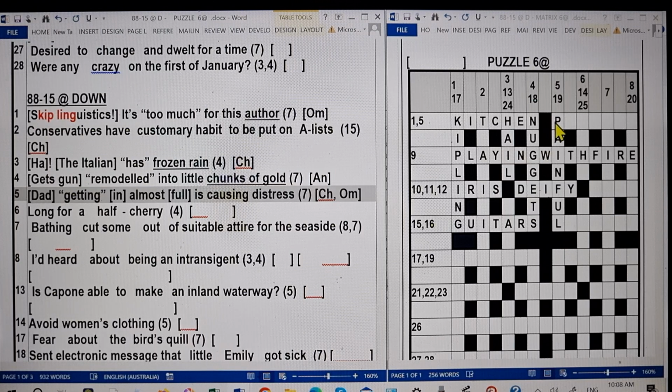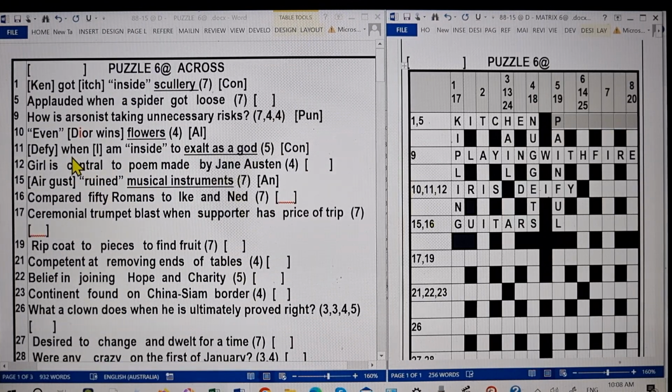Okay? All right, let's look at 5 across. Applauded when the spider got loose. And here it is, 5 across with a P to start. Okay? Righto. Have a go. Pause, solve, and resume.